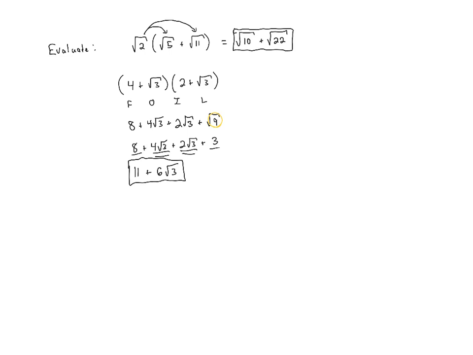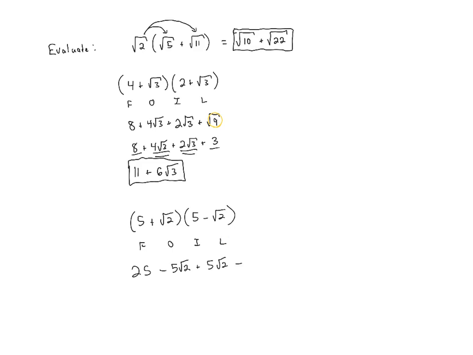We're going to do one more, and then I'm going to ask you to look at some of the other examples. Let's take a look at 5 plus root 2 times 5 minus root 2. Again, this is one where we can FOIL. The product of the first terms, 5 times 5, is 25. The product of the outer terms, 5 times negative root 2, is negative 5 root 2. The product of the inner terms, root 2 times 5, is 5 root 2.